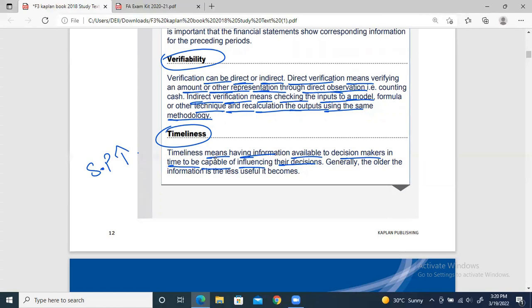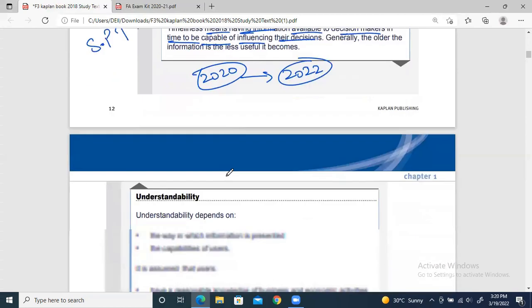Also, one more thing, if we are, let's say, reporting to the manager, right? The manager needs to have everything timely. If we are reporting an incident that happened in 2020 to the manager in 2022, that's two years later. So this information is highly not timely, right? Obviously it's not timely over here.